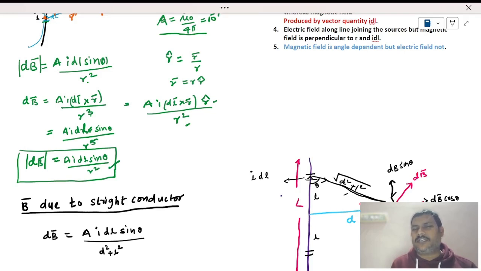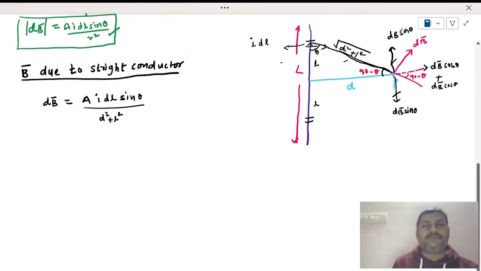Now here the angle is theta, meaning it is 90 minus theta, and the distance r is root over d square plus L square. For this diagram, I can write dB is equal to A into Idl sine theta by d square plus L square. Actually, root over d square plus L square, whole squared, has to come here, so I have directly taken it. Before going further, I want B, which is equal to the integral of dB.